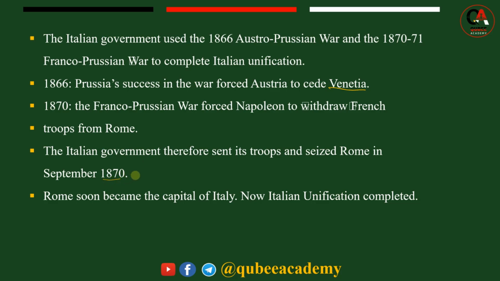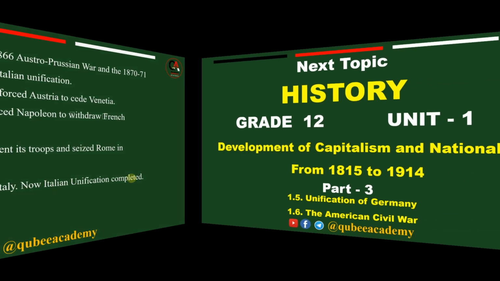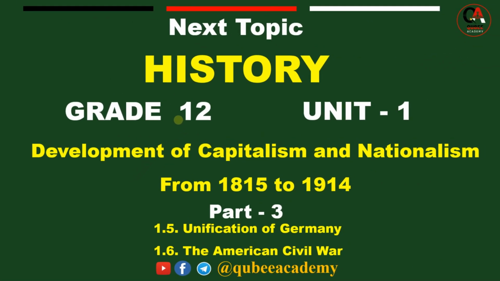The next topic is Part 3, Grade 12 Unit 1: development of capitalism and nationalism from 1850 to 1914. Part 3 covers the unification of Germany and the American Civil War.